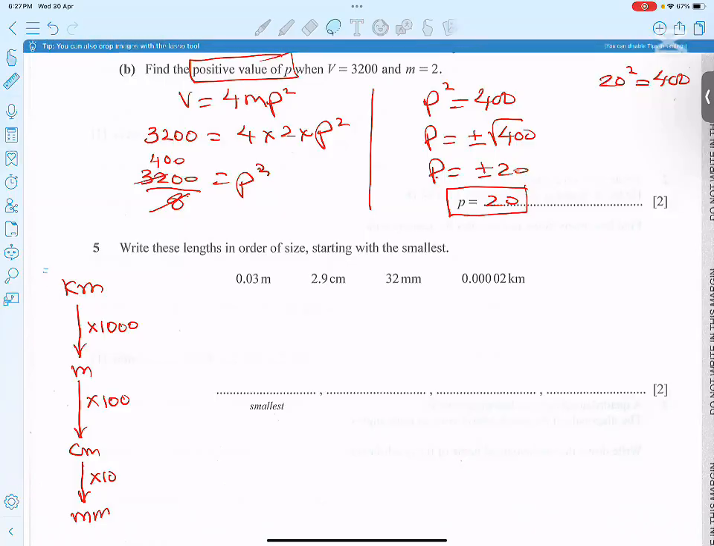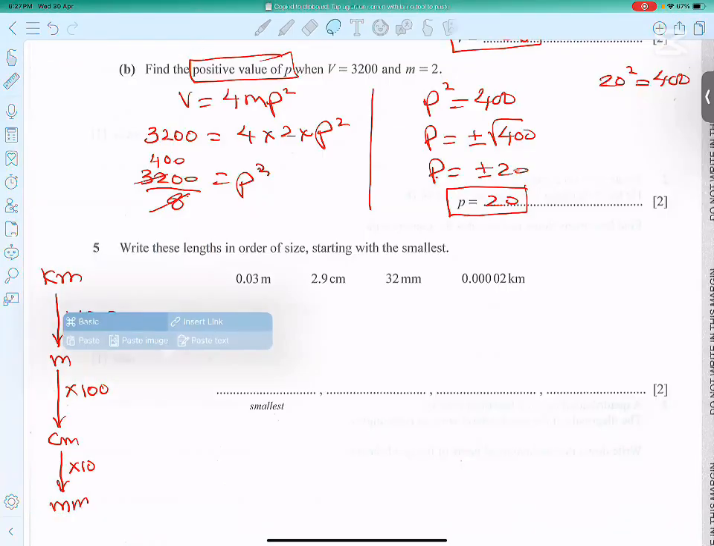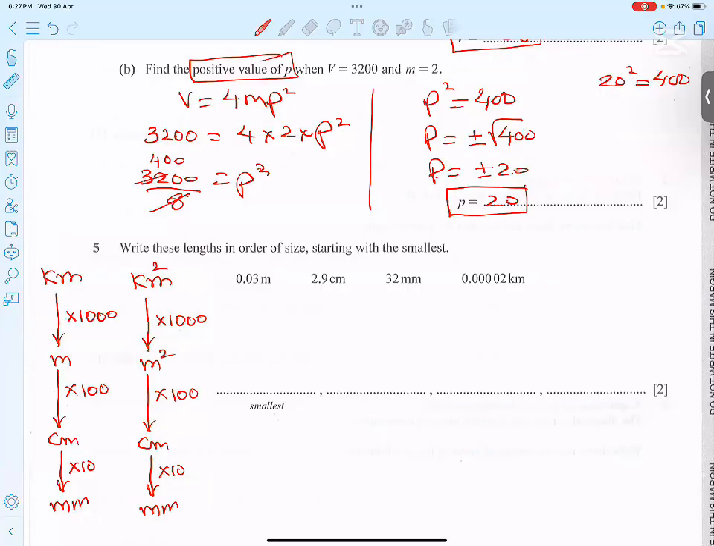Extra knowledge for you. This is clear to you, but in case the same situation comes for area, what do we do if we have to convert kilometer square, meter square, centimeter square, millimeter square? Put a power of 2 on the top. I think that's clear. In the case of volume, put a power of 3. This is extra knowledge for you. Let's go back to the question.